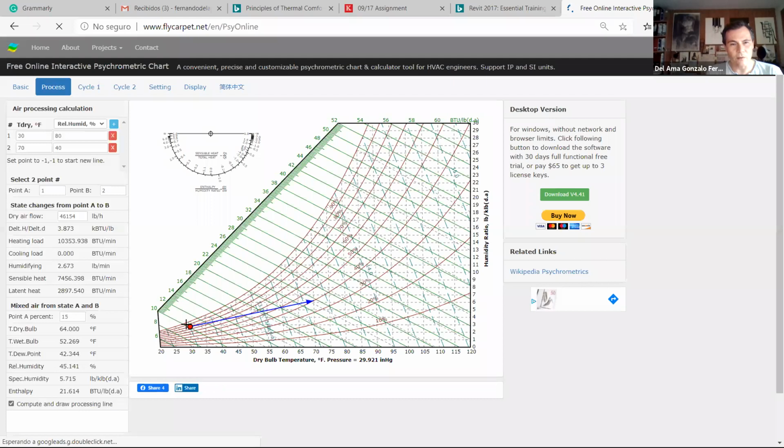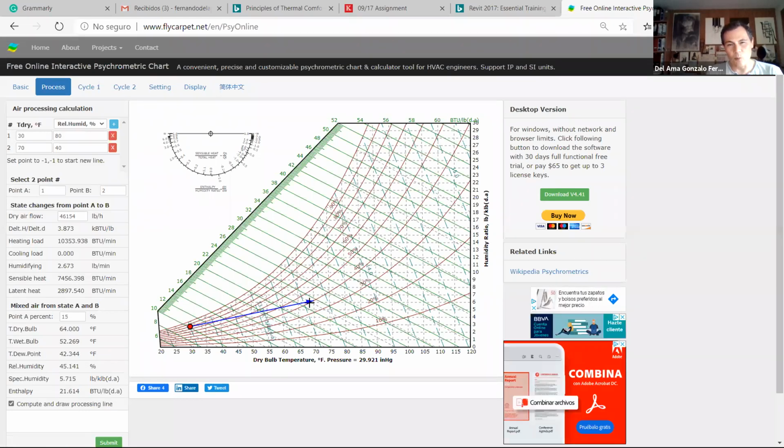There you go. Okay, so this is outdoors. This is indoors. So we have to go from this point to that point. We have to increase the temperature. The temperature was 30. Now it has to be 70. And the relative humidity goes down. Okay, and now we have to calculate the difference of enthalpies.